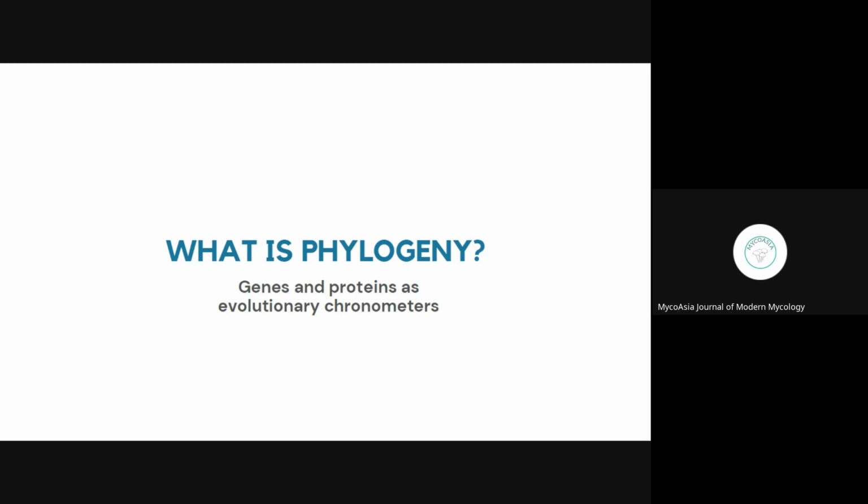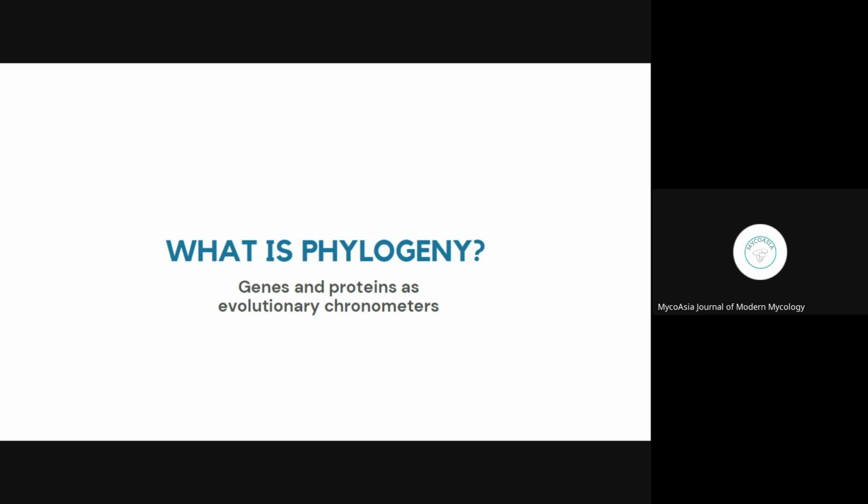So as I told you, today's talk is about phylogenetic analysis. So what is phylogeny? It's a very commonly used word, especially in fungal taxonomy or in any taxonomy for that matter. Basically, our genes and our proteins, which are present in our cells, can act as evolutionary chronometers. What is meant by chronometer? A chronometer is something which talks about the time.